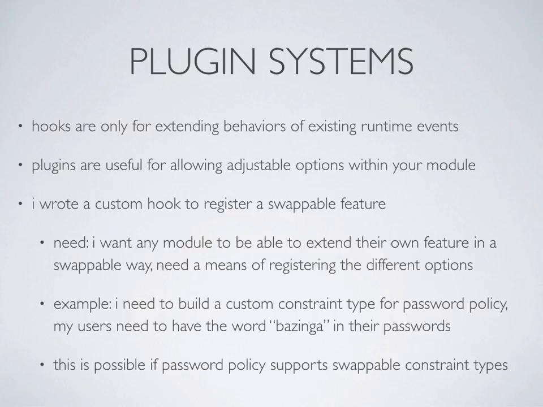So how do you do that? Well, I wrote a plugin system that made the types of constraints swappable. Any module can write their own, drop it in a directory that I define, and boom. They've got their own swappable option with Bazinga. Mr. Sheldon Cooper would be very happy.